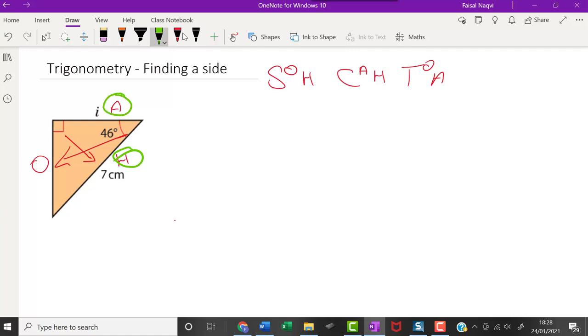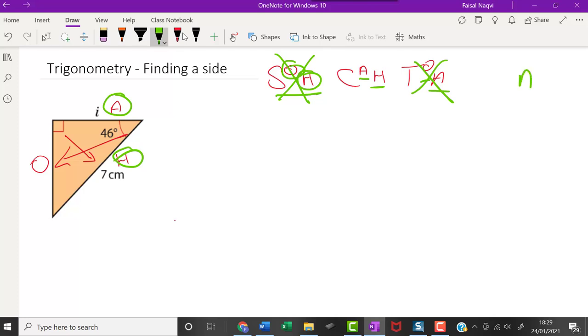So now I look at my trig ratios and I say, which one has A and H in it? If I look at the first one, that's got O and H, so that's no good. If I look at the last one, that's got O and A, so that's no good. But CAH has got A and H in it, so that's the trig ratio that I want to use.